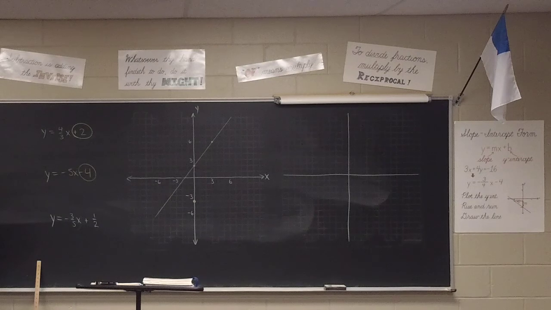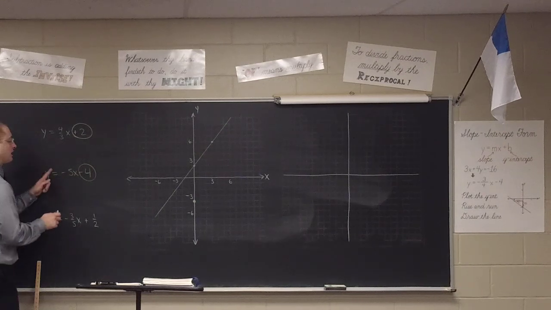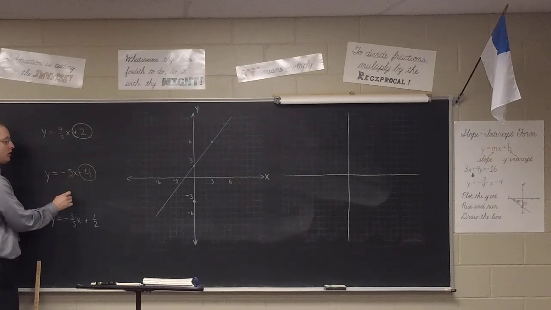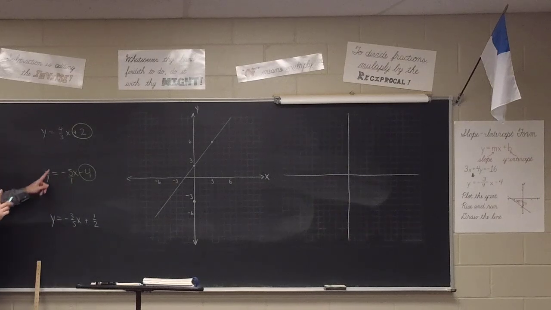Slope is what over what, class? Rise over run, right? So slope has to be a fraction. I see no fraction. Let's make this a fraction by putting negative 5 over 1. Now again, I always apply the negative to the run. It's just for consistency's sake, all right?